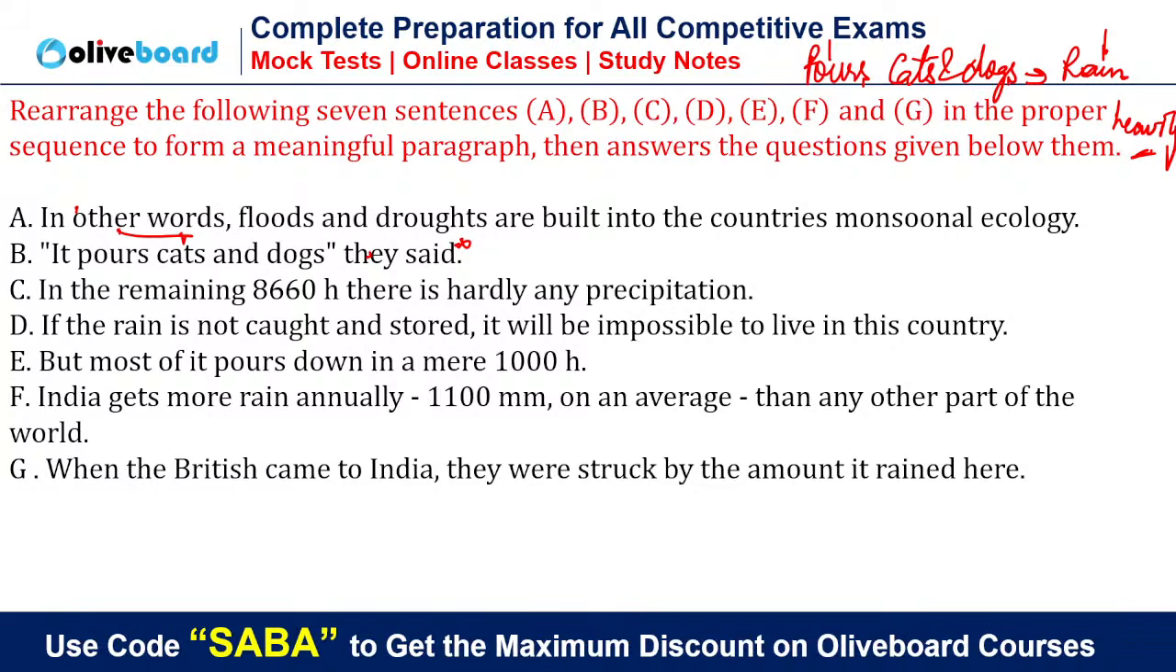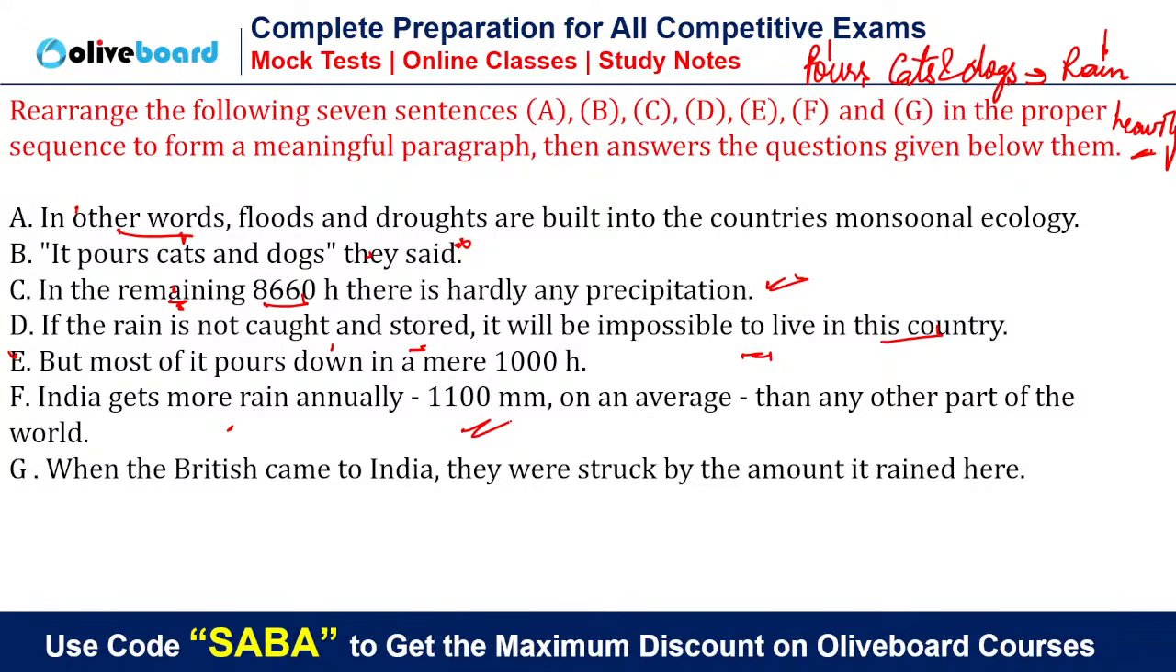No. In the remaining 8,660 hours, there is hardly any precipitation. Can we start with "remaining"? Then what about the initial hours? We don't know. If the rain is not caught and stored, it will be impossible to live in this country. Which country? We don't know. But we cannot start with it. India gets more rain annually, 1100 mm on an average, than any other part of the world.